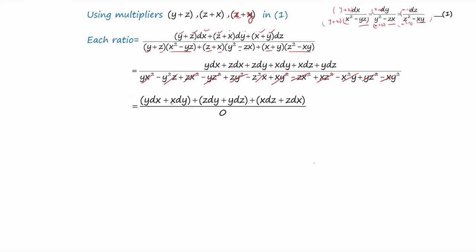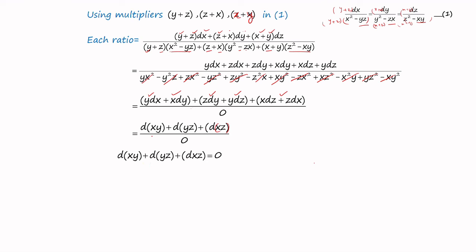Okay, so y dx plus x dy, plus z dx plus x dz, plus z dy plus y dz, divided by the denominator, will be equal to 0. So y dx plus x dy can be written as d of xy. In the same way, z dy plus y dz can be written as d of yz, and in the same way x dz plus z dx can be written as d of xz, divided by this 0.